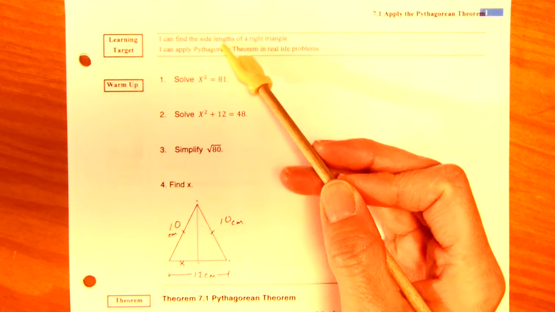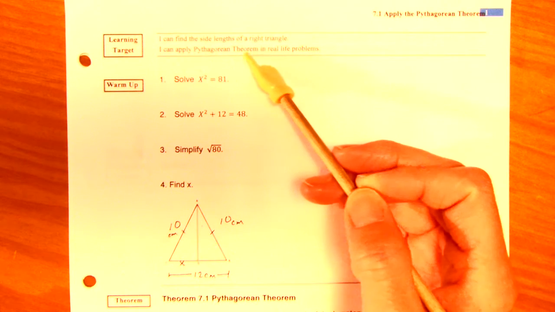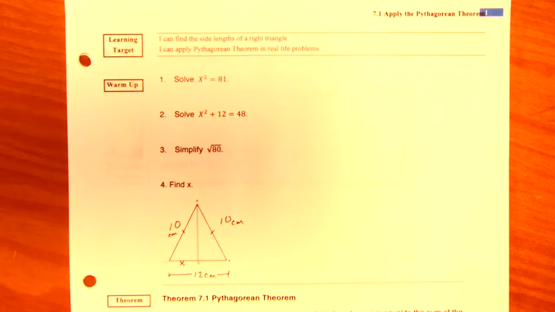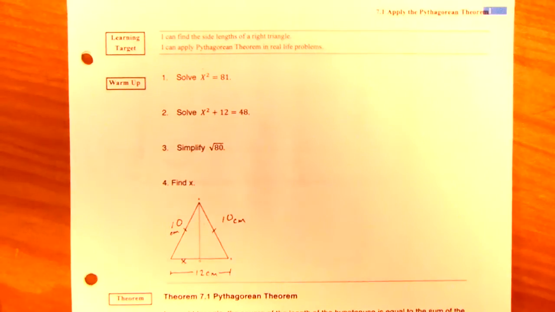So I can find the side lengths of a right triangle. I can apply the Pythagorean Theorem in real life problems. Okay, a little bit of this is going to be review. It was interesting in class today. I talked about the special triangle 45, 45, 90, so we'll be approaching that. Probably not today, but in the near future.